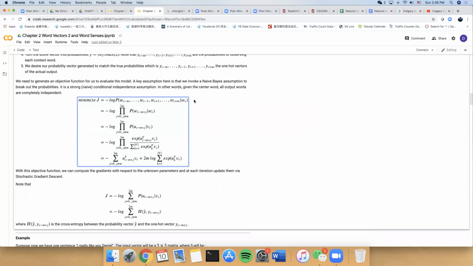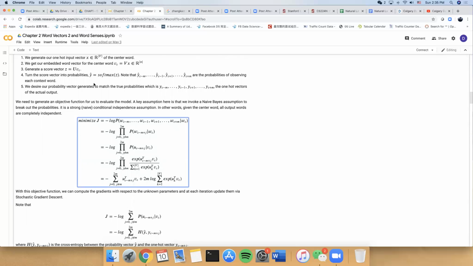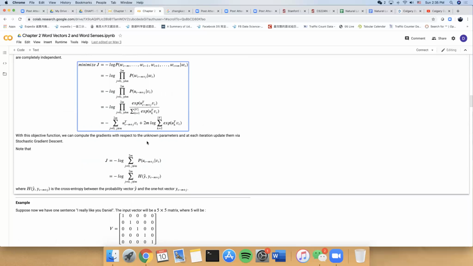Okay, so what we do next is we put the multiplication here into here, and we optimize this function. We do the first order derivative and we do the SGD, stochastic gradient descent, and then we try to find the optimal vectors of the context word and center word over there.